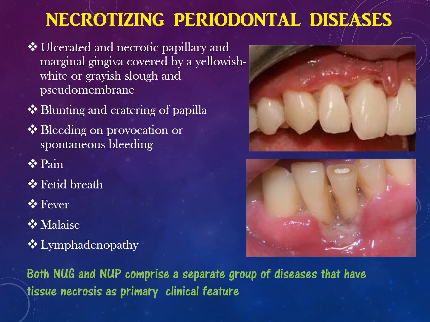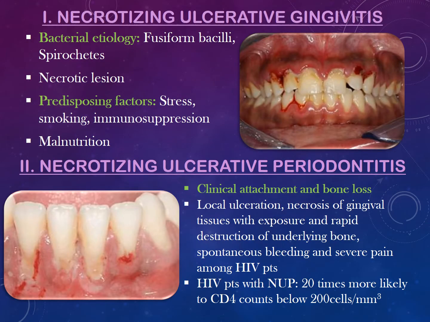So necrotizing periodontal diseases involve two main diseases, that is necrotizing ulcerative gingivitis and necrotizing ulcerative periodontitis. They're basically clinical manifestations of the same disease, just that necrotizing ulcerative periodontitis differs from necrotizing ulcerative gingivitis in having severe attachment loss and severe bone loss. And in both of these conditions, tissue necrosis is a primary clinical feature. So now let's look into necrotizing ulcerative gingivitis.